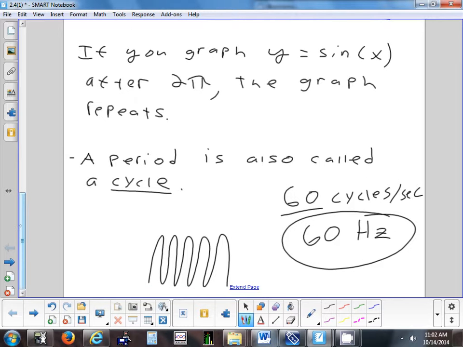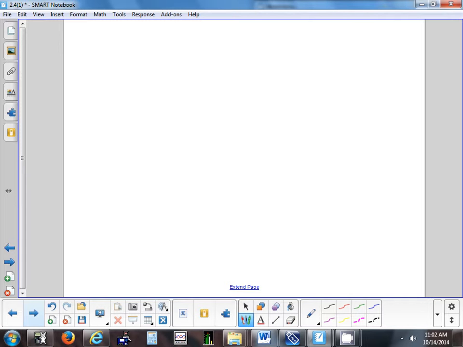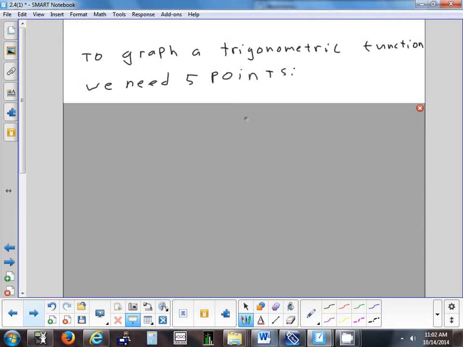Okay. Generally, we won't be using the term cycles per second. We're going to stick with period. That's what we'll call it, period.